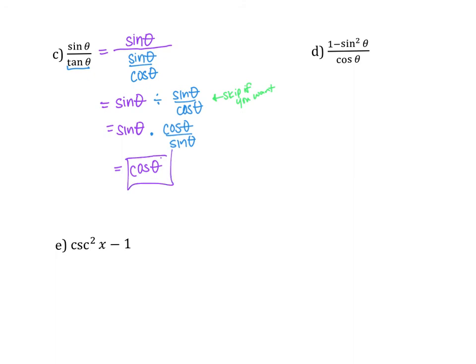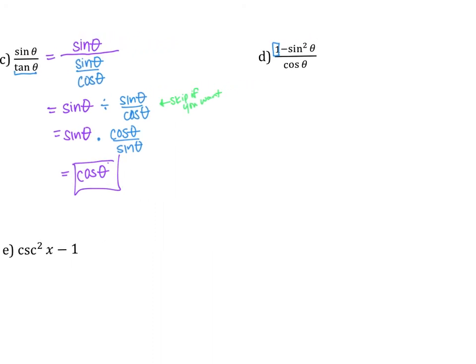Let's see, for D. D has 1 minus sine squared theta over cosine. I can see everything either has a sine or cosine, so that's not something I'm going to work with. I could split this up, but I see that big 1. I know that according to the Pythagorean identities, 1 equals sine squared plus cosine squared. So I'm going to substitute for 1. It's going to make it bigger in order to make it smaller. So I know that 1 is equal to sine squared plus cosine squared.